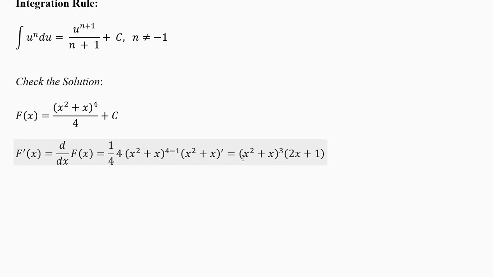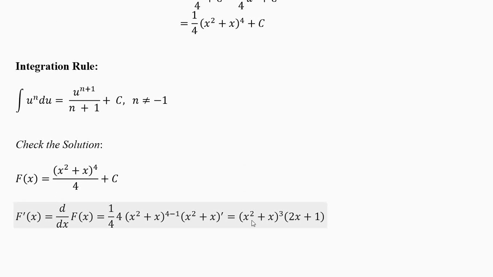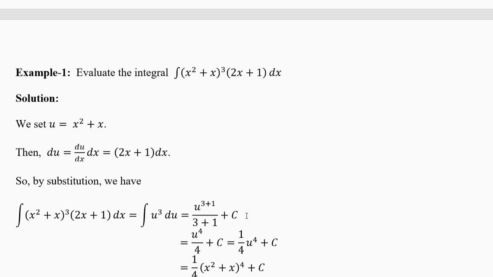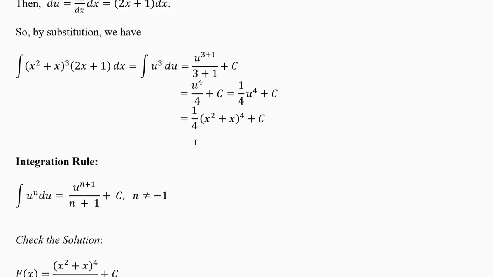You'll get (x square plus x) whole power 3. 4 minus 1 is 3. Derivative of x square plus x is 2x plus 1. This 1 by 4 into 4 is 1, so the 4 gets cancelled out. And we started with the integration of this, and that's what we have over here.